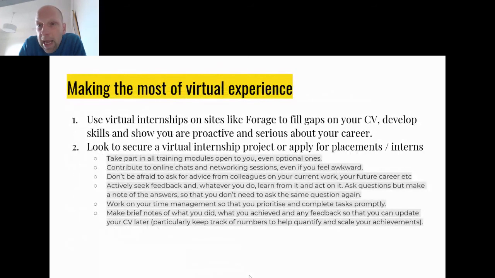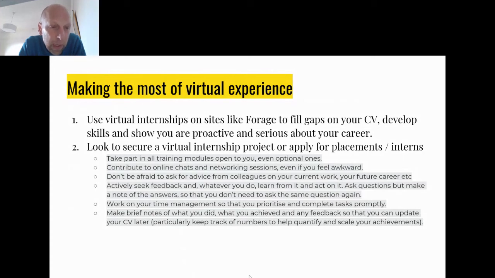So just coming to the end of the session, in terms of ways you can make the most of virtual work experience, my advice would be to use sites like Forage to fill the gaps in your CV and develop skills, and then look for a virtual internship or project. And if you get the opportunity to do that, make sure that you take advantage of any training that you have the opportunity to do.